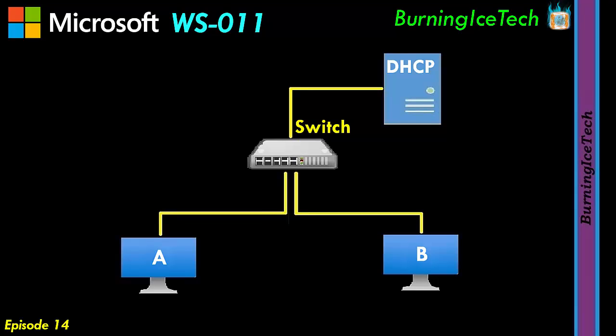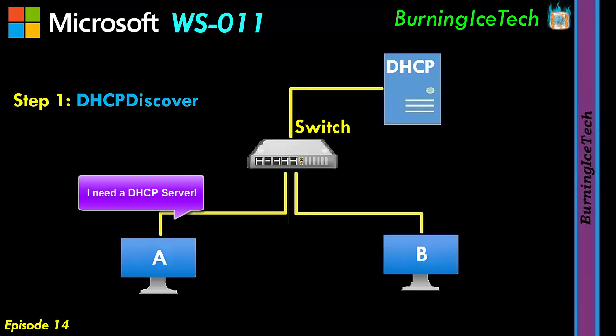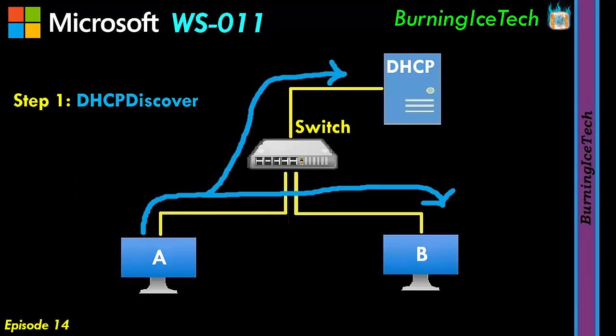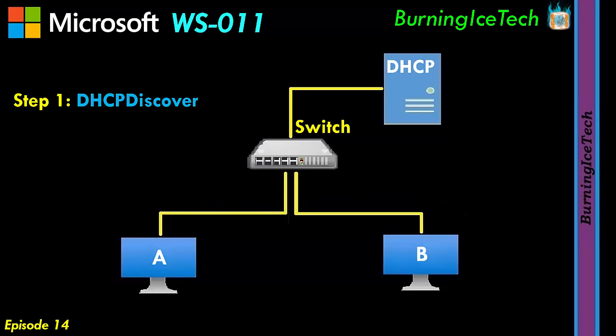So when you turn your PC on, if it doesn't have an IP address, it looks for a DHCP server. It just shouts out to everyone, hoping that somewhere on the network there's a DHCP server. This is a broadcast message. All of the other devices get this message, they look at it, and they drop it. This is step 1, called DHCP Discover.